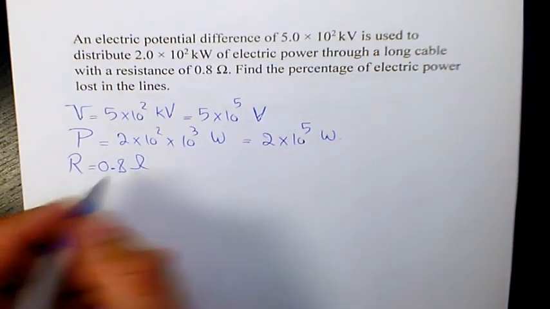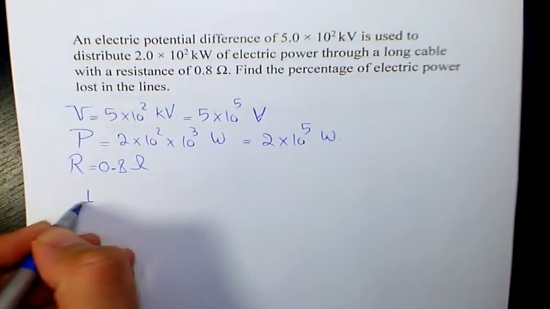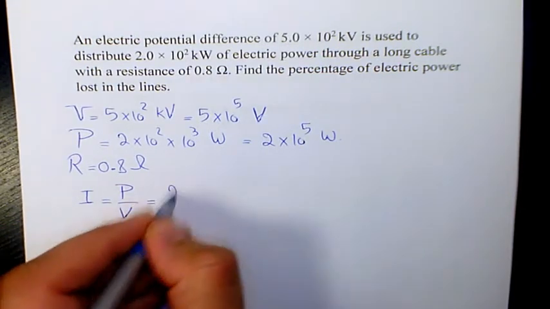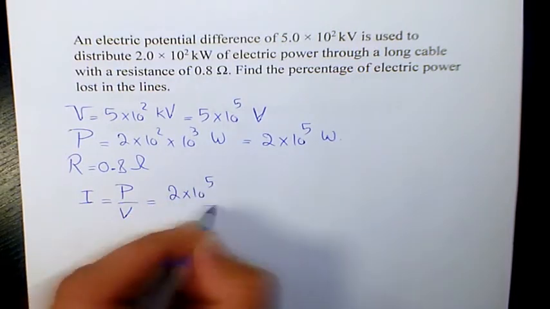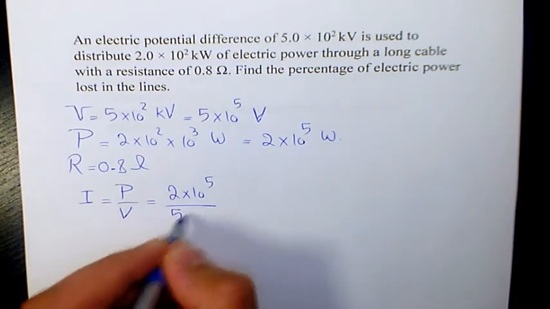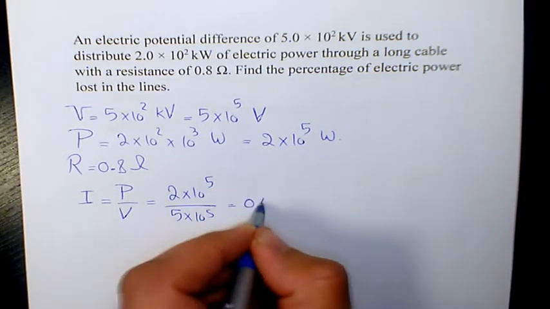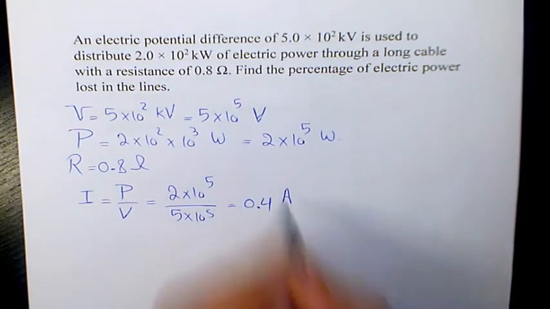So in order to find the percentage of electric power loss, we need to find I first. I is P divided by V. P is 2 times 10 to the power of 5 divided by 5 times 10 to the power of 5. 2 divided by 5 is going to be 0.4 amp.